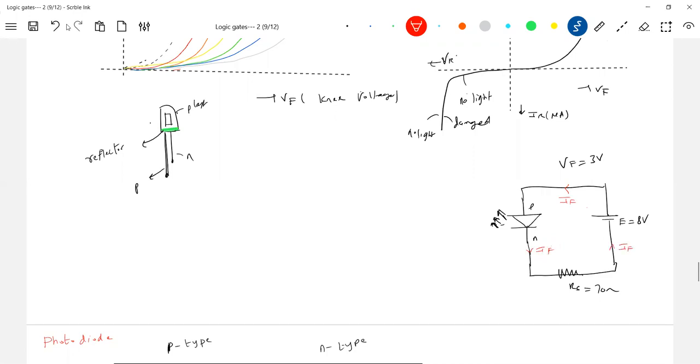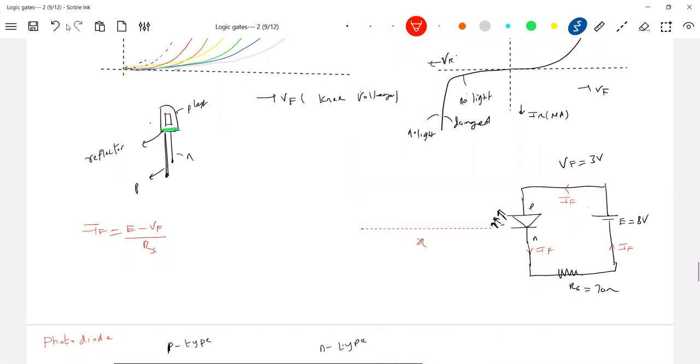How much is the current? So how to calculate that current? Let me calculate the current. IF is equal to (E minus VF) by RS. If they give any forward resistance of the LED, say some 5 ohm, 10 ohm, you can add that here. So let me take this as ideal. What is VF? Forward voltage.